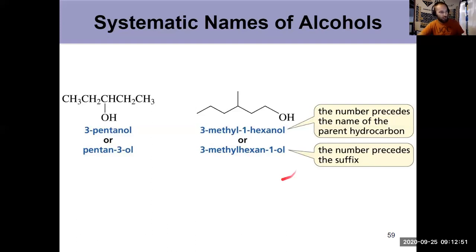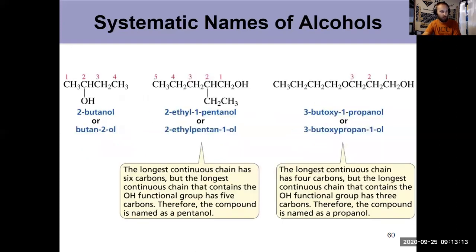So the ones on the top are what are still most commonly used, where the number precedes the name of the parent hydrocarbon. So we don't need a number for pentane itself, so the 3 corresponds to the -ol. Or you can put the number right before the suffix itself. It's whatever you prefer. Both are accepted in IUPAC. But let's see how that affects some of the previous rules, because sometimes we've got some ambiguity.